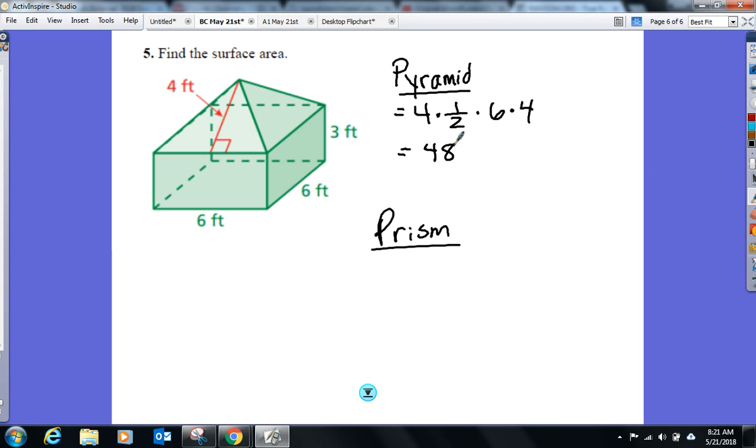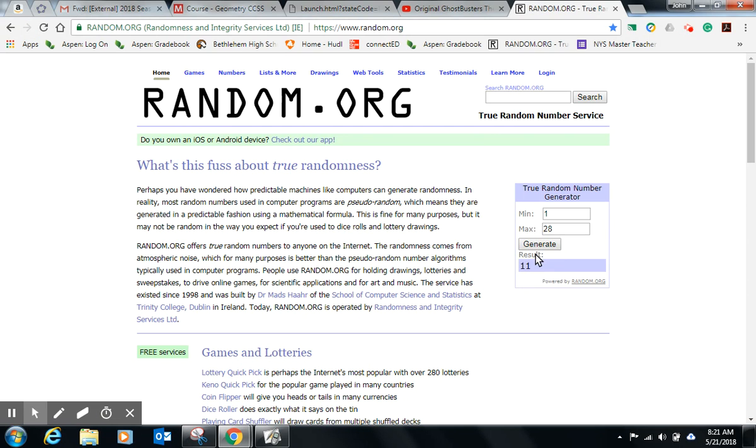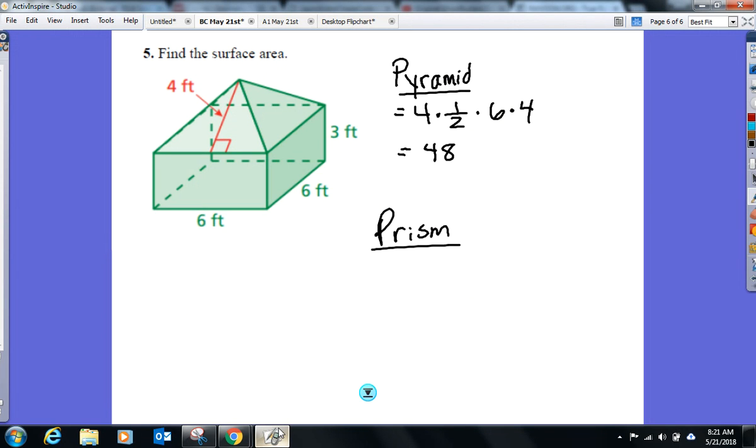Everyone good? Talk to me about the prism. What can I not count on the prism? The top base, yeah, the top base. So you had 5 faces to calculate the area from. Let's go front and back first. Front and back, there's 2 faces that are both the same, and they were 6 by 3. Plus right and left, which is also 2 faces that are also 6 by 3.